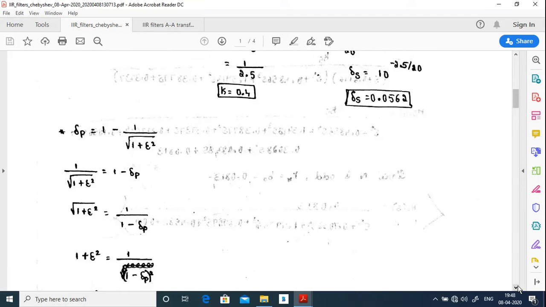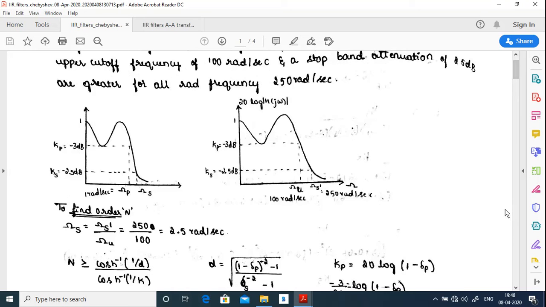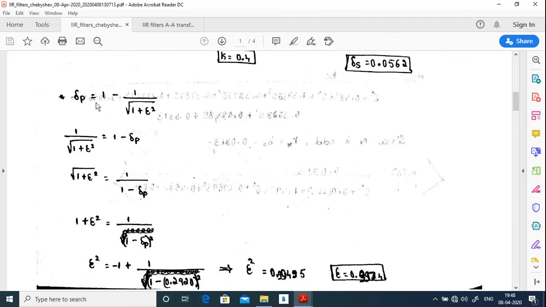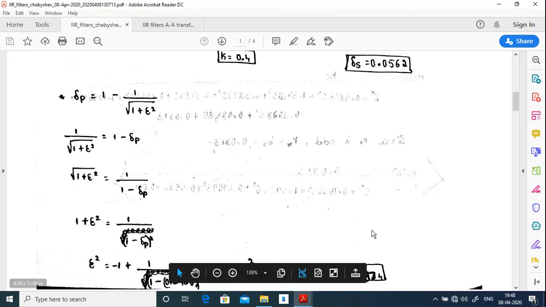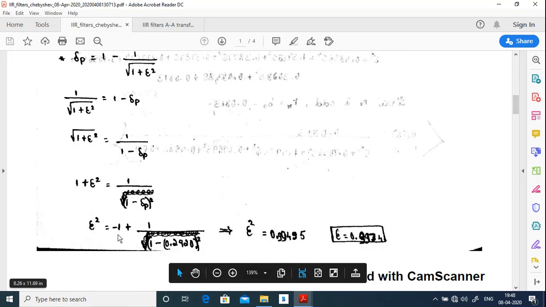You know that once you find the order of the filter, the next step is to find the poles. If you want to find the poles, you need two constants. If you can remember, they are a and b. If you want to find a and b, you need to know the value of epsilon. So I'm going to find the value of epsilon now. You know that del p is given by 1 minus 1 by under the root of 1 minus epsilon square. If you simplify this, you will get epsilon square like this. That is, epsilon square is equal to minus 1 plus 1 by (1 plus del p) whole square.